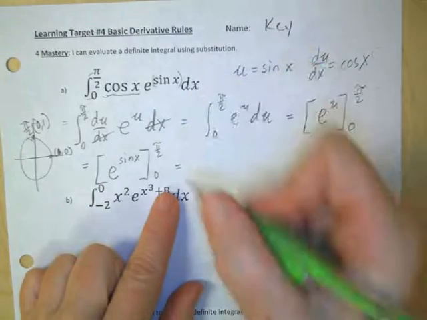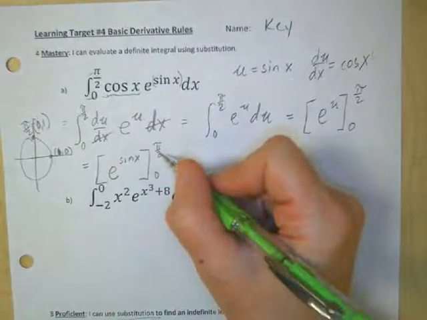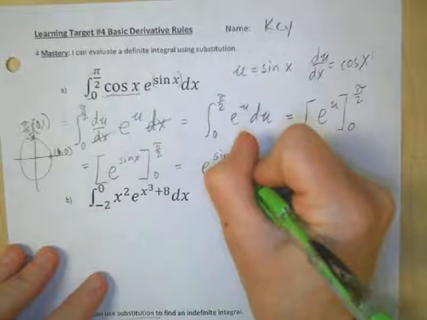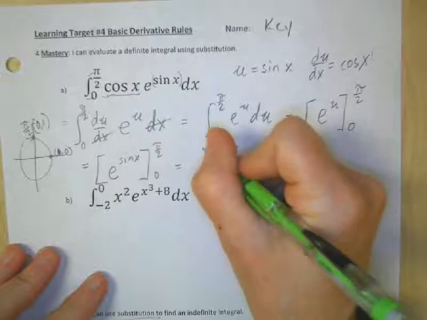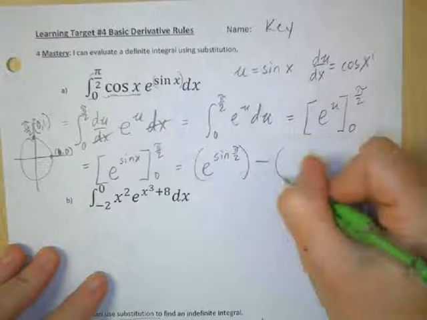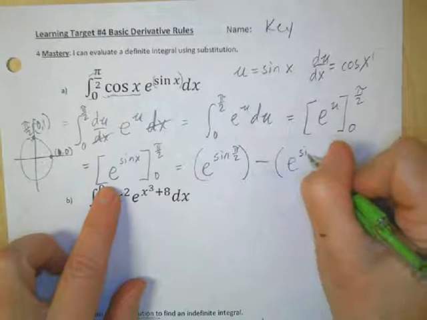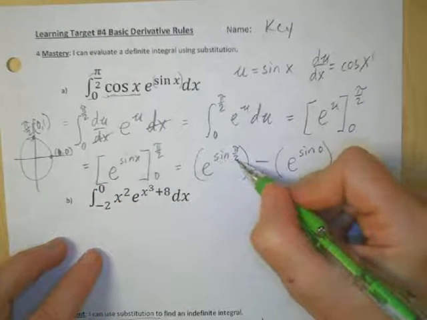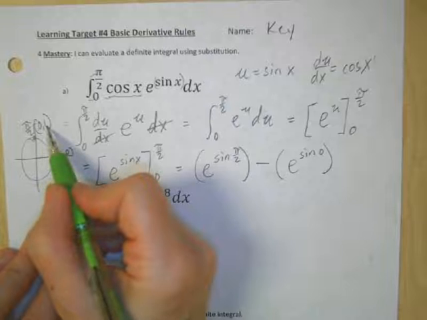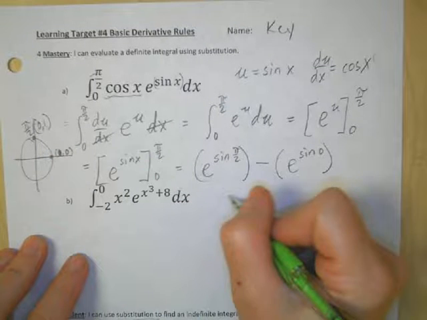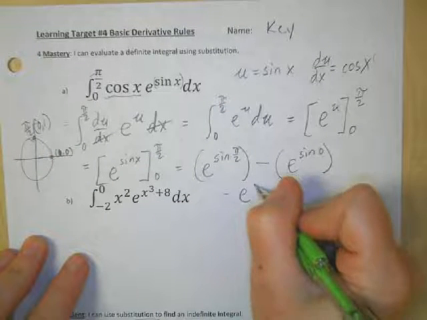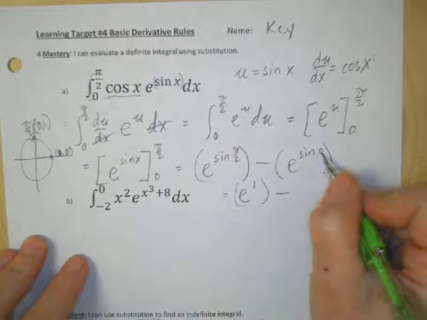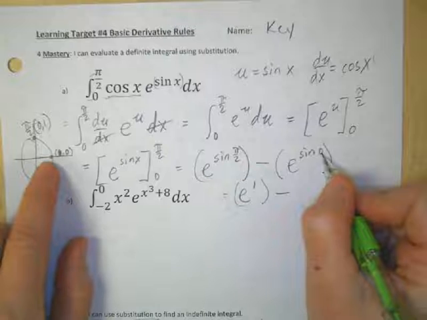All right, so I'm going to evaluate first with pi over 2. So I'm going to get e to the sine of pi over 2, and I'm going to subtract from that e to the sine of 0. So sine of pi over 2 is 1, so this is going to be e to the 1. That's the first part. Sine of 0 would be 0.